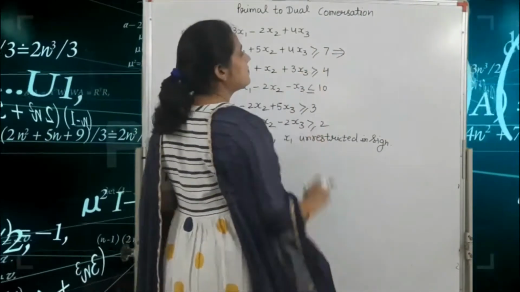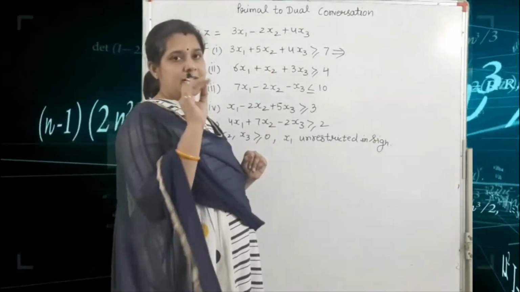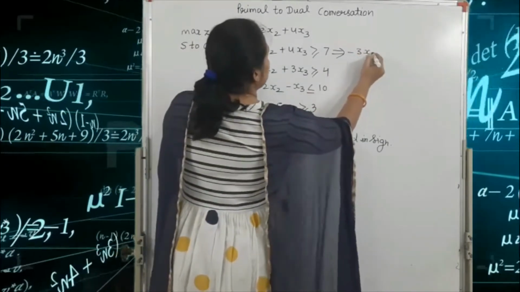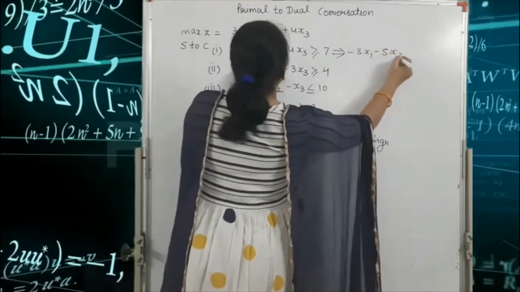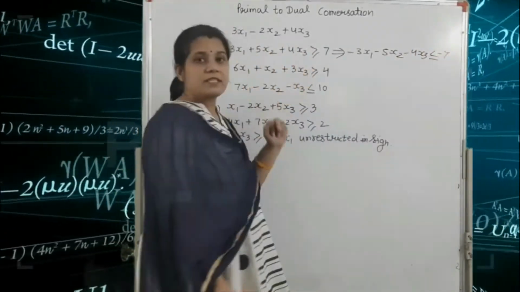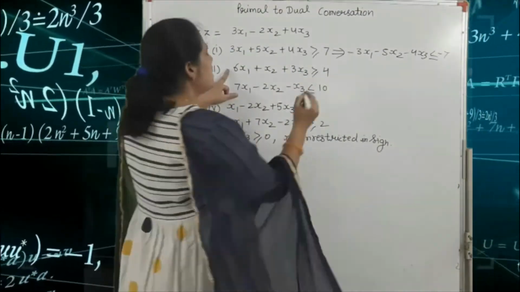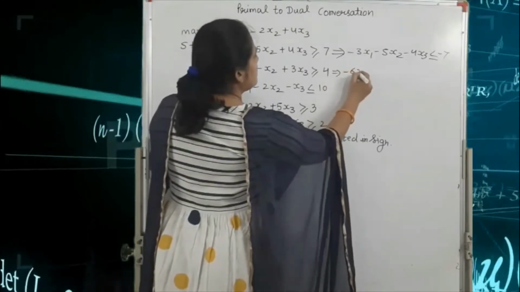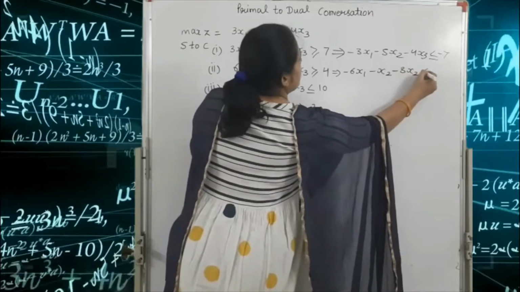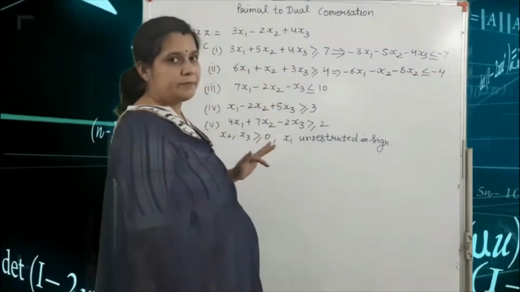This is the greater than or equal to type equation, so we convert it into less than or equal to type by taking the minus sign on both sides. So here: -3x1 - 5x2 - 4x3 less than or equal to -7. This is your first equation. Again, the second equation is greater than or equal to type, so we write -6x1 - x2 - 3x3 less than or equal to -4. Got it? The third one is a less than or equal to type equation, so it's okay.